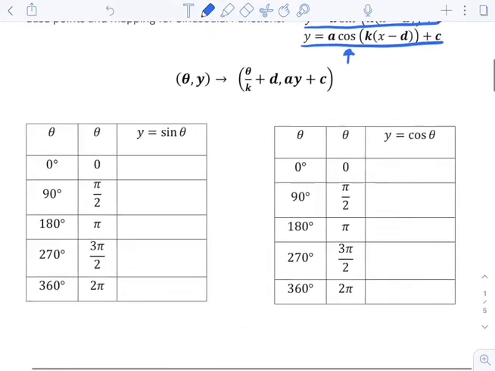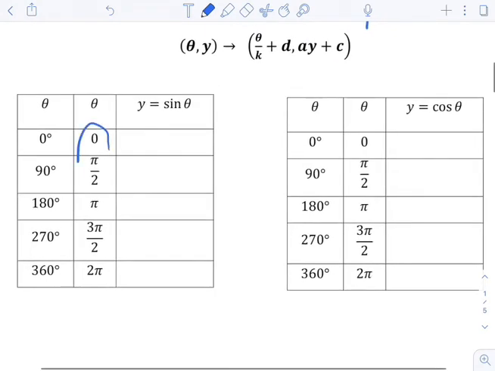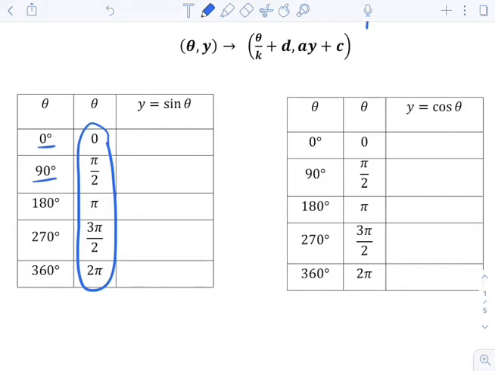Now let's go through our base points. These are the same ones that you used last year. What we're going to try to focus on would be these over here. These are the radians, right? 0 degrees is 0 radians, 90 degrees is pi over 2 radians, 180 degrees is pi radians, 270 degrees is 3 pi over 2 radians, and 360 degrees is 2 pi radians. You should know those already, I hope.